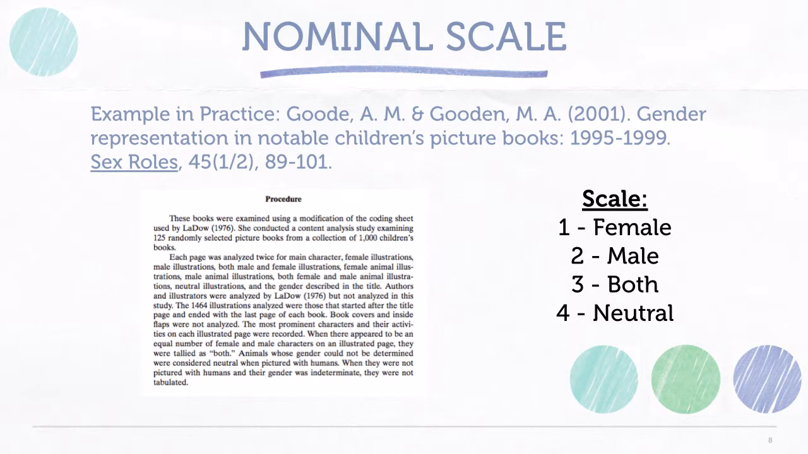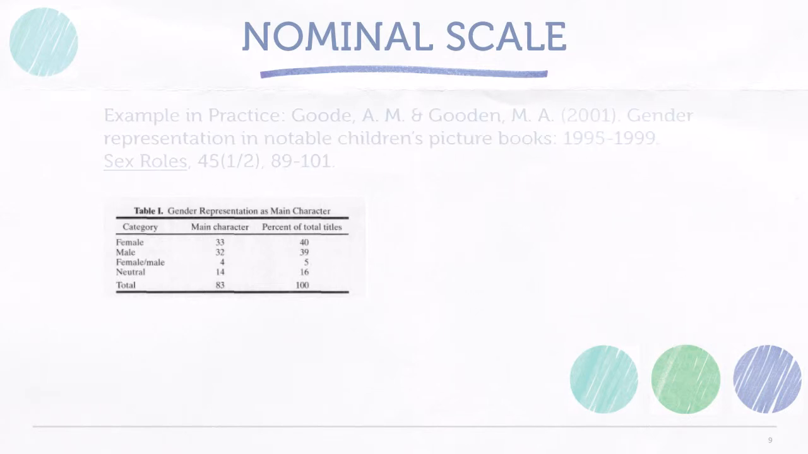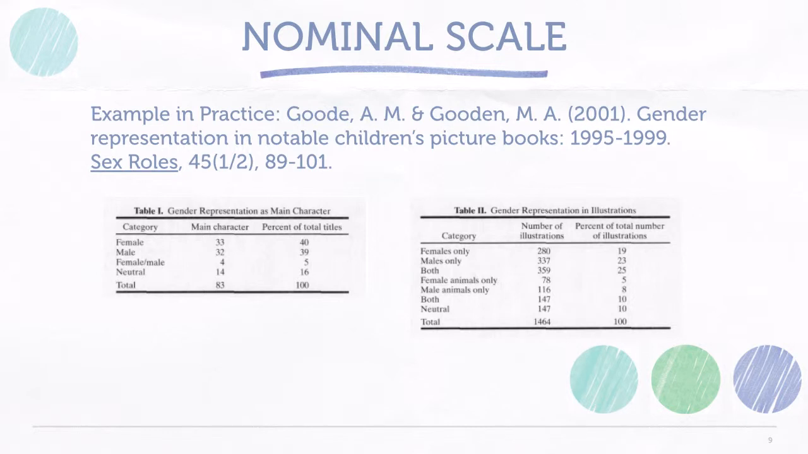One wasn't more powerful than the other, one wasn't more important than the other. It was just a way to capture the difference within the books. So how that looks in the actual research is like this. And we can see in table 1, literally the female, male, neutral table where they've done this kind of coding.